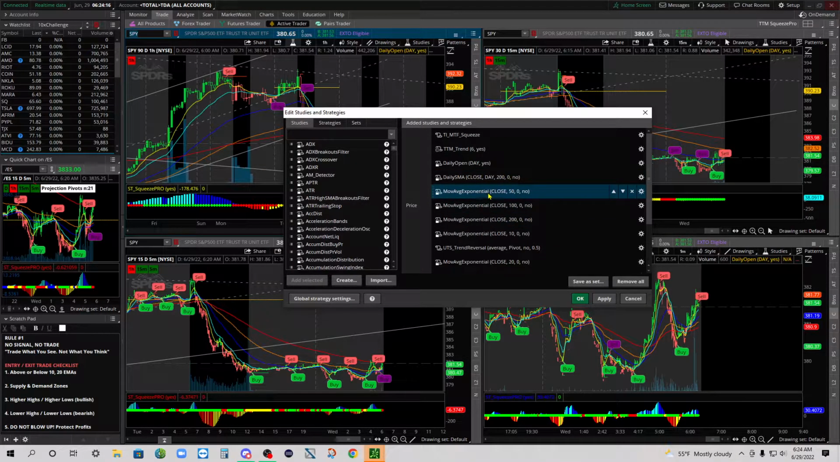And then of course I have the exponential moving average. I have the 10, the 20, the 50, the 100, and the 200. Okay.